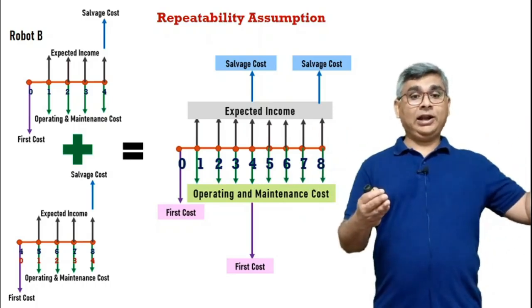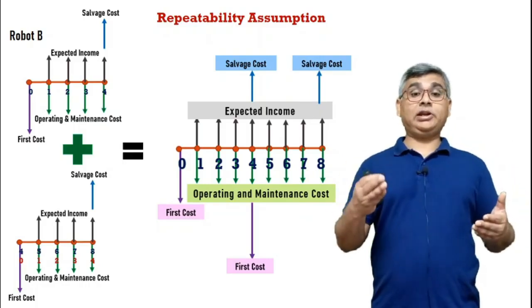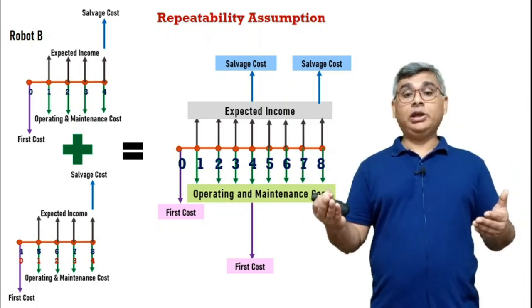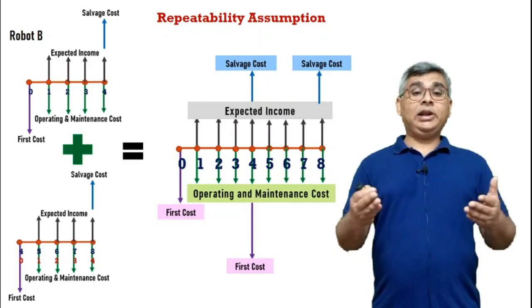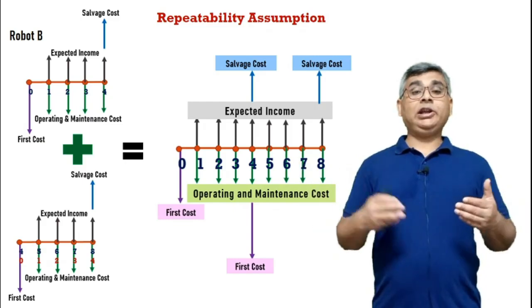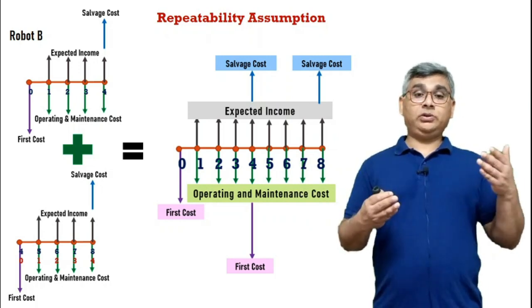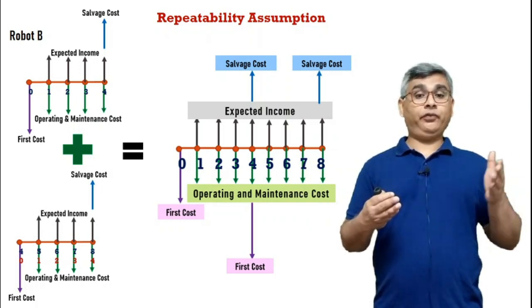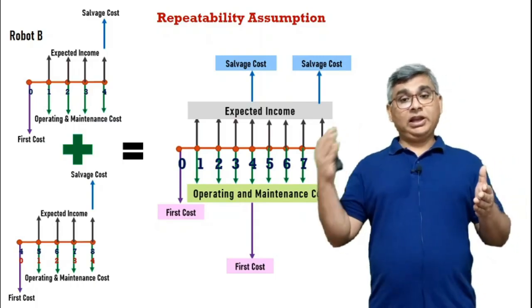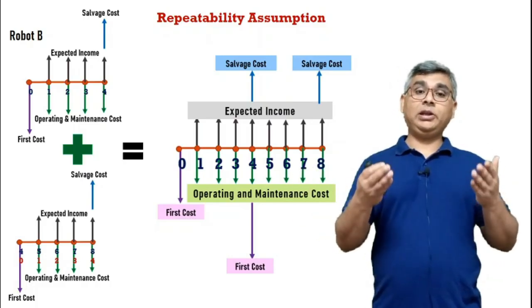One is at the beginning of year 1, or at time t equal to 0, and another one will be appearing at time t equal to 4 when we are repurchasing it because of the repeatability assumption. Expected incomes, operating and maintenance costs will continue till 8 years, and of course salvage value will be appearing 2 times, because one Robo will be salvaged at the end of 4 years, and since we are purchasing it a second time, it will be salvaged a second time at the end of the 8th year. So this is what we mean by the repeatability assumption.